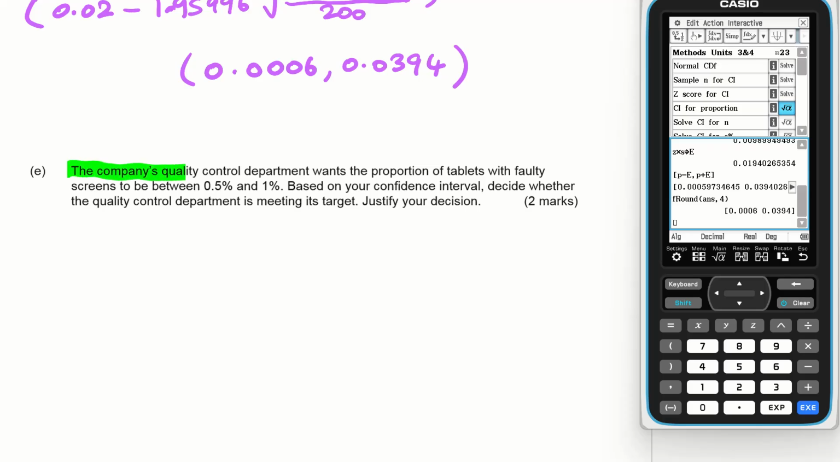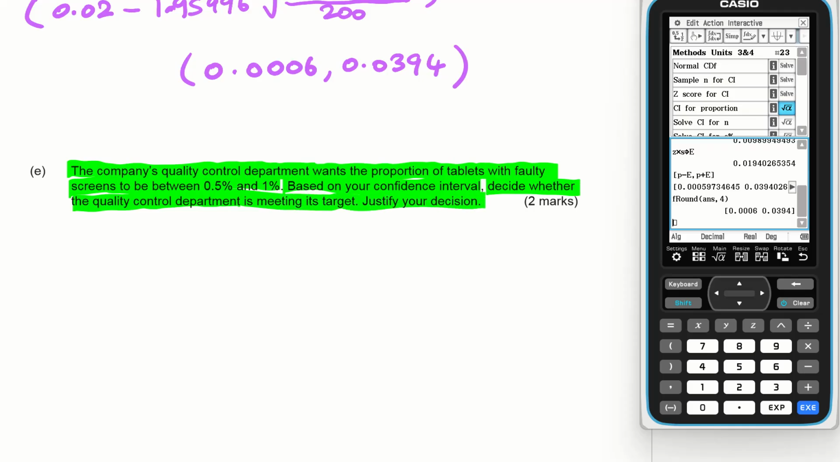The company's quality control department wants the proportion of tablets with screen failure to be between 0.5% and 1%. Based on your confidence interval, decide whether the quality control department is meeting its target. Justify your decision.